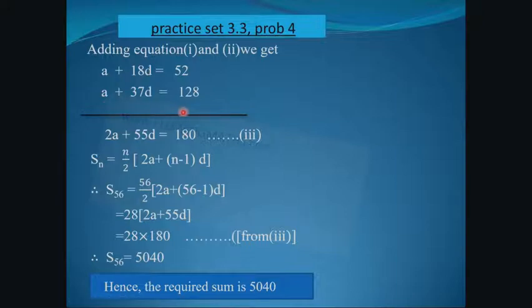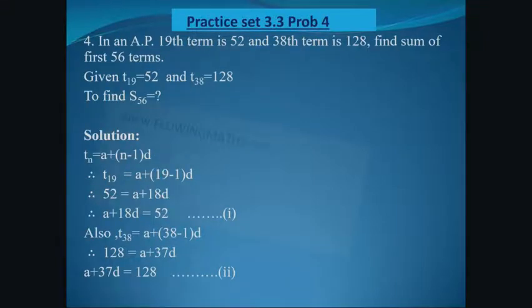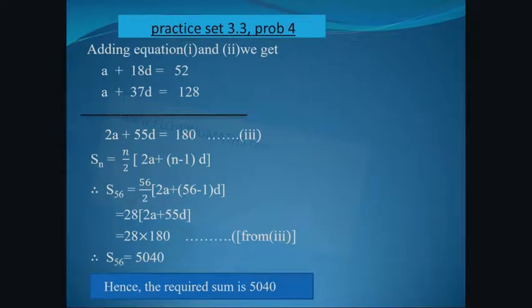But if you add both of these, what we find is it becomes 2A plus 55D, and the value is 180. Now they want to find the sum of the first 56 terms. So once you have 2A plus 55D, you know that Sn is n upon 2 into (2A plus (n minus 1)D). So now you want S56.